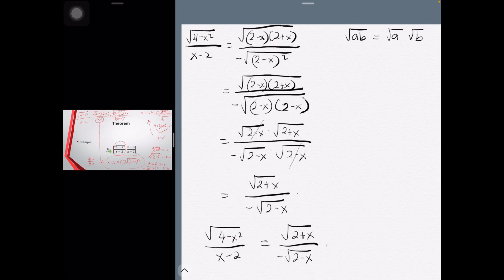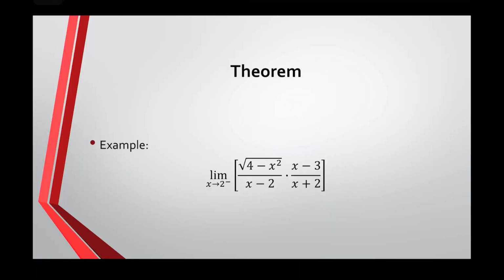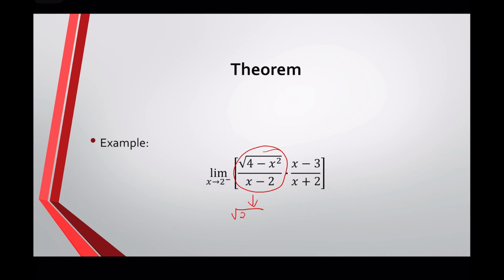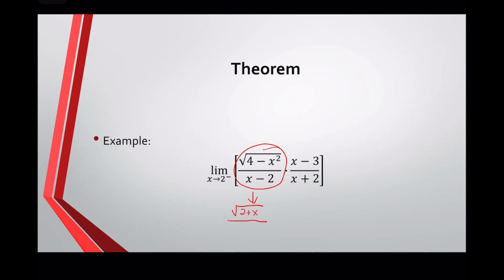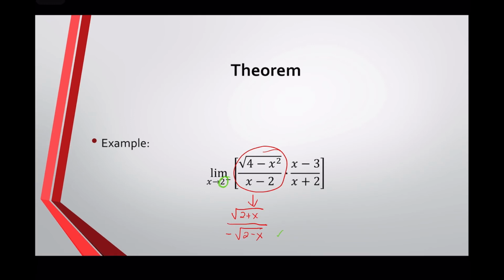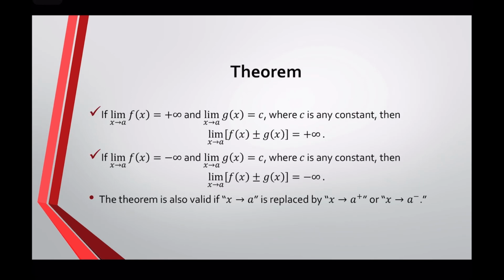So let's have this manipulated expression back on our slide, so we can now answer the limit of this part right here as x approaches positive 2. We noted that this one right here can be written as the square root of 2 plus x over a negative square root of 2 minus x. So in here, if we substitute this 2, our denominator becomes 0, but our numerator now wouldn't be 0, right? So let's now apply what we discussed in this theorem.